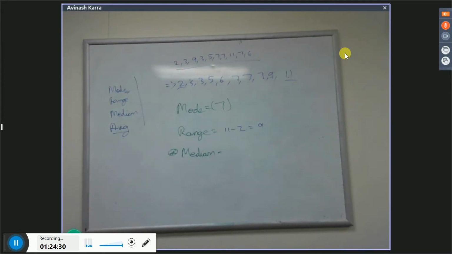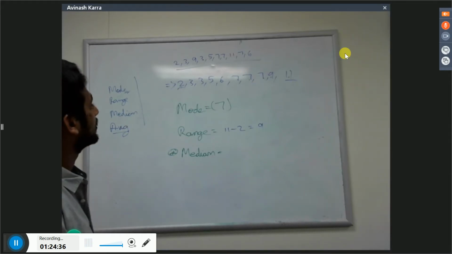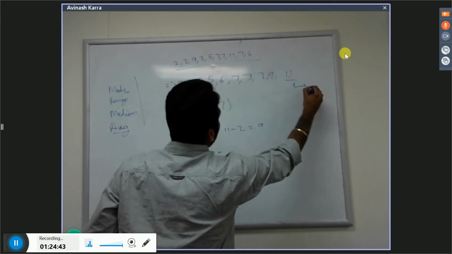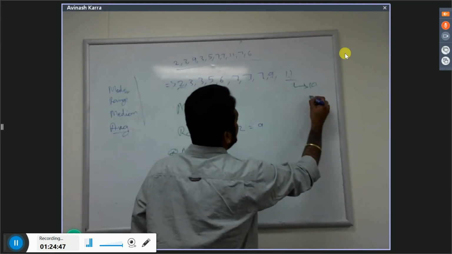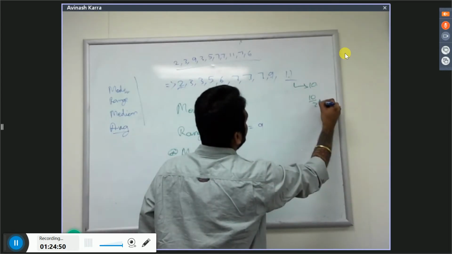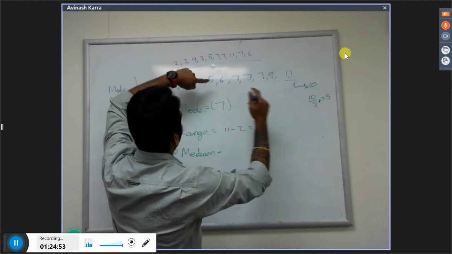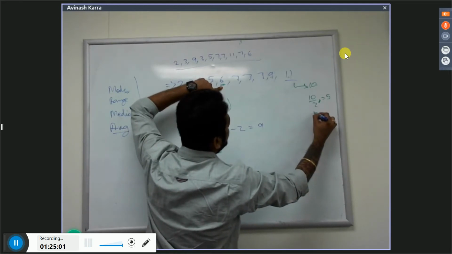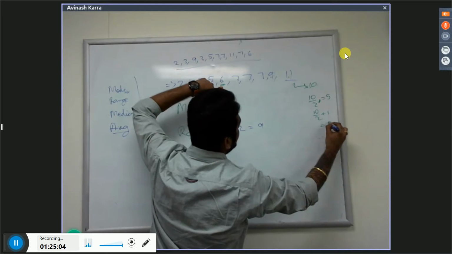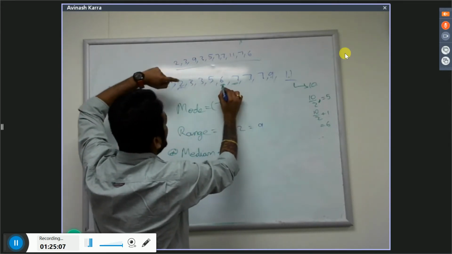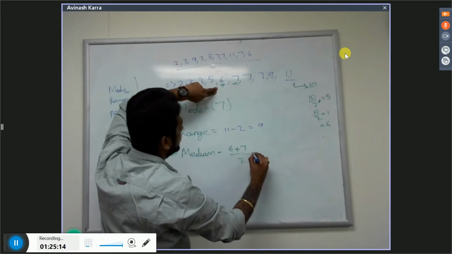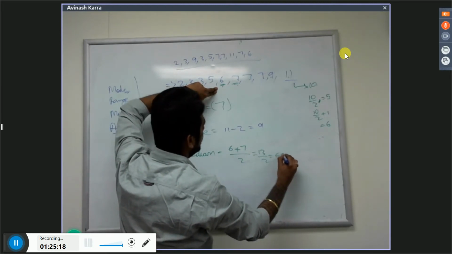Now, here the count of numbers is even. How will you find the median? Add the two middle numbers. Exactly. The total number of numbers is 10, right? So, take 10 by 2, which is 5. Take the fifth value, and also 10 by 2 plus 1, which is 6, the sixth value. Add these two numbers and divide by 2. 6 plus 7 by 2 is equal to 13 by 2, which is 6.5.